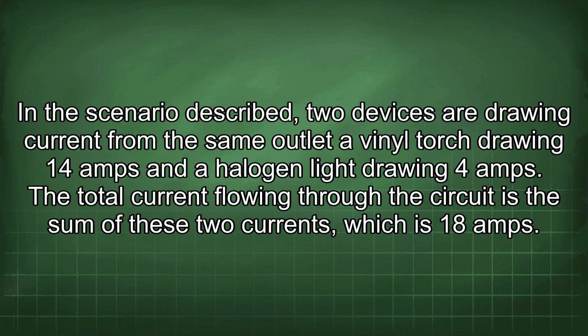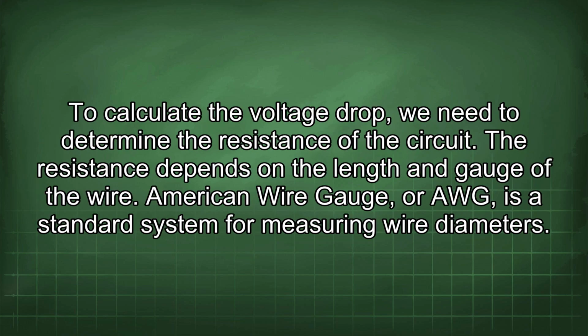In this scenario described, two devices are drawing current from the same outlet, a vinyl torch drawing 14 amps and a halogen light drawing 4 amps. The total current flowing through the circuit is the sum of these two currents, which is 18 amps. To calculate the voltage drop, we need to determine the resistance of the circuit. The resistance depends on the length and gauge of the wire.